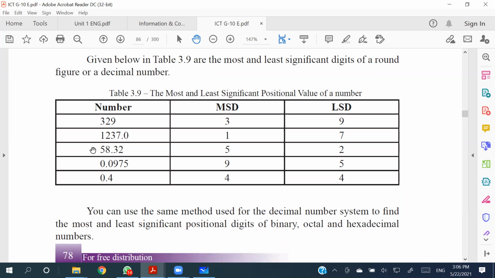Right? Look at here. 1237.0. So the MSD is 1, which is the leftmost value, and the LSD is going to be the 7, which is the rightmost value, which is not a 0. Right? 58.32, same goes there. And look at this, 0.0975. The most significant value is 9. See, leftmost value, which is not a 0.